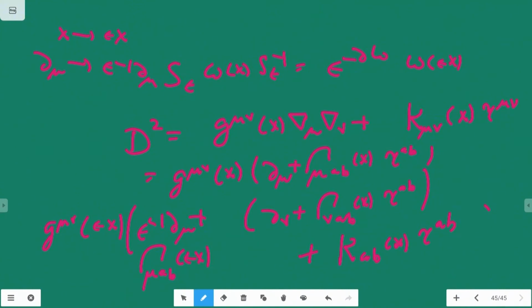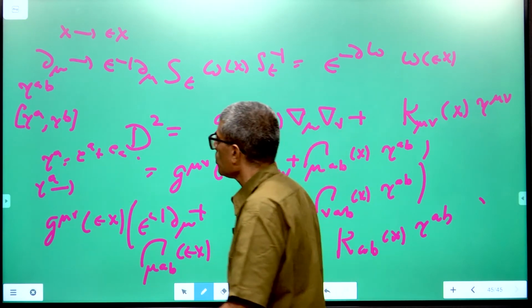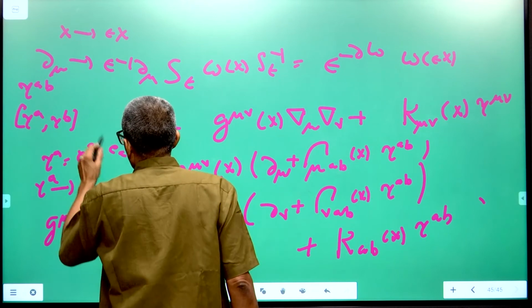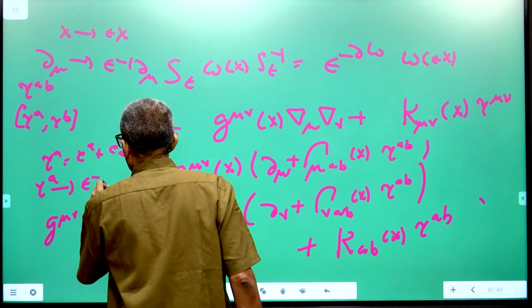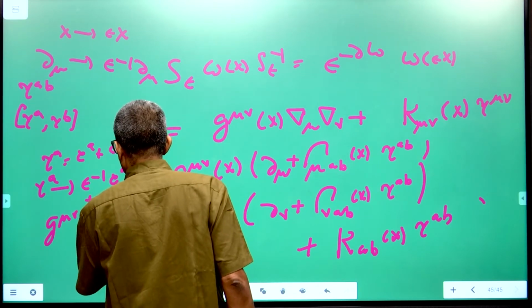What about gamma a b? Gamma a b can be written as gamma a comma gamma b, right. Now, what happens to gamma a? Gamma a can be written as E superscript a plus E subscript a. So, gamma a under Getzler scaling will go to what? E superscript a is a creation operator. So, it will go to epsilon power minus 1 E superscript a, whereas E subscript a is an annihilation operator, that will go to epsilon times E subscript a, right.